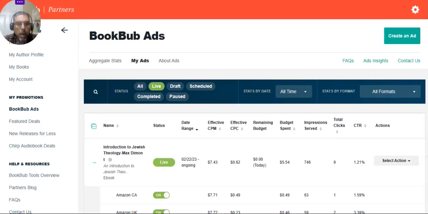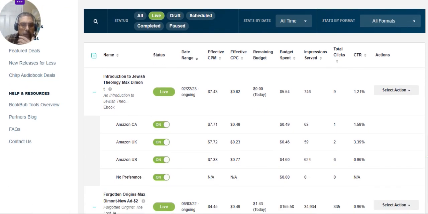So in the previous video, I had used BookBub to create an ad. I used this option here in the right-hand corner. And what I did is I created an ad for one of the books that I've written. It's titled Introduction to Jewish Theology. I created an ad that was focused on religion and spirituality as the topic, or the category. And then I picked Max DeMont as the author whose readers I wanted to target with this particular ad. So now we have some data.